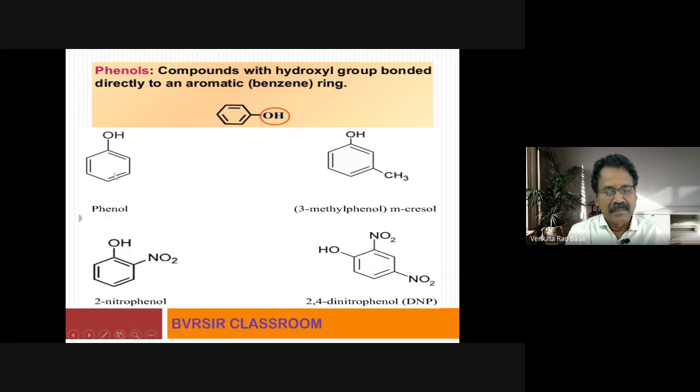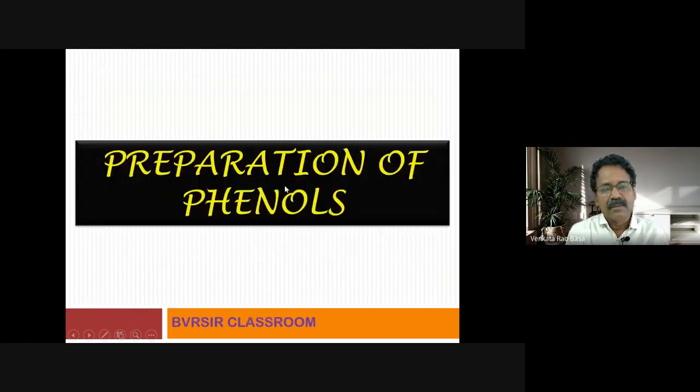And this is again a phenol structure. Some important compounds: this is metacresol, 3-methylphenol, and this one is 2-nitrophenol. At the ortho position, you have a nitro group, 2-nitrophenol, and 2,4-dinitrophenol, DNP. So these are some examples of phenols. We'll straight away go to the preparation of phenols.